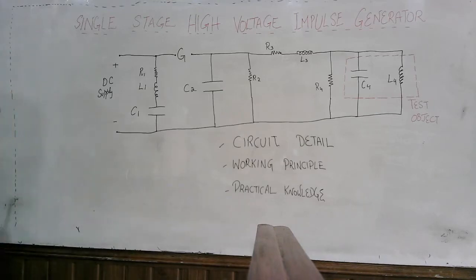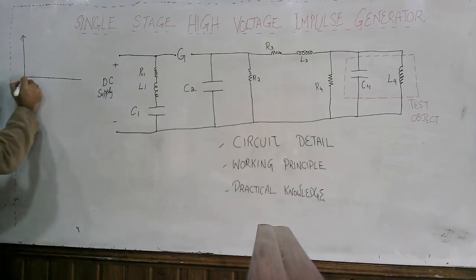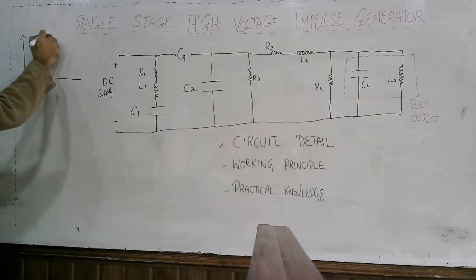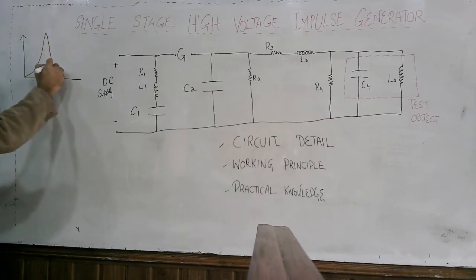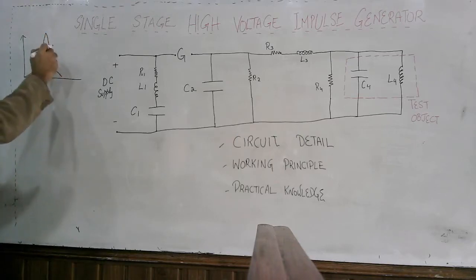Impulse voltage, or high voltage impulse, is a type of high voltage which appears in our electric power system. Now, the impulse voltage waveform looks like this. The voltage rises immediately to the peak value and then decays. This is the basic waveform of an impulse voltage.